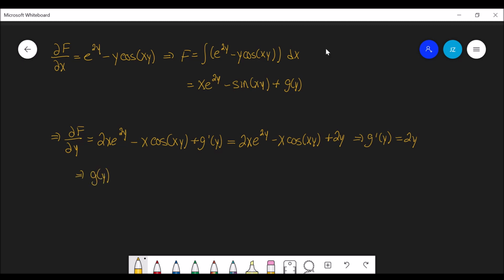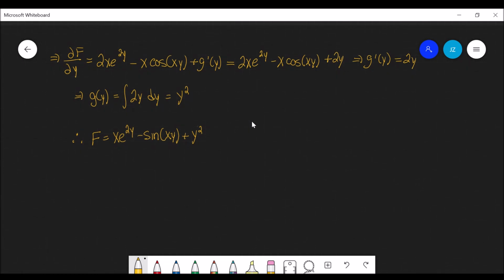And so g of y is the antiderivative of 2y dy, which is simply y squared. So our function f, I'm sorry, I was reading off the wrong line. F is x e to the 2y minus sine of xy plus y squared. Remember we saw in the last example, I don't need a constant. So our solution, x e to the 2y minus sine of xy plus y squared is equal to some constant.